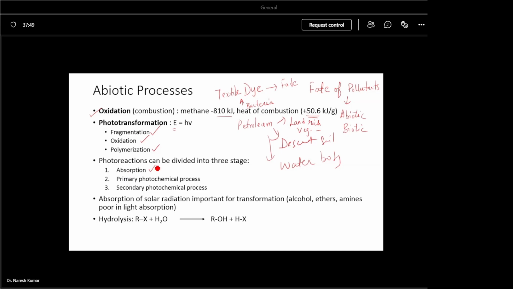Not all the functional groups can interact with light. So those functional groups which are strong in absorbing light, they would absorb and undergo primary photochemical reaction and secondary photochemical reactions. For example, absorption of radiation. Now, alcohol, ether, amine, they are poor in light absorption.